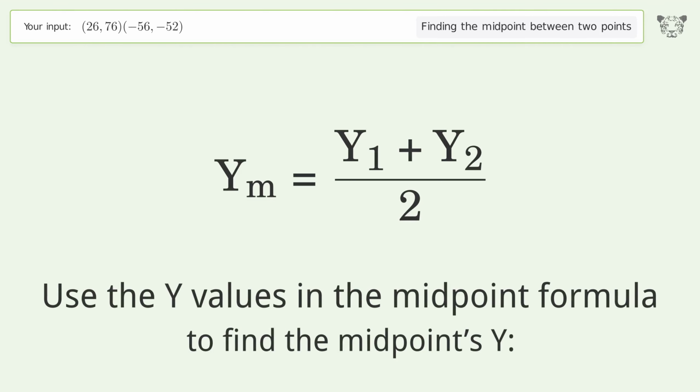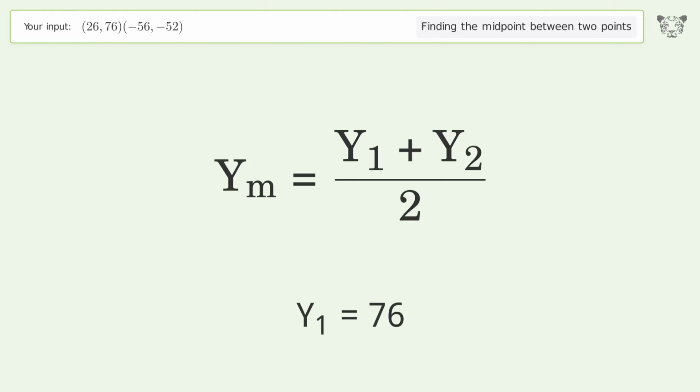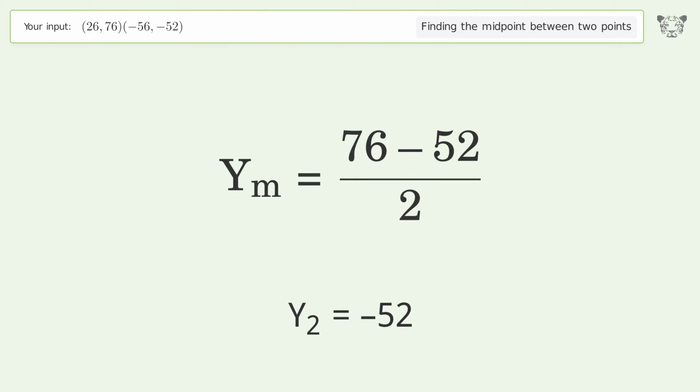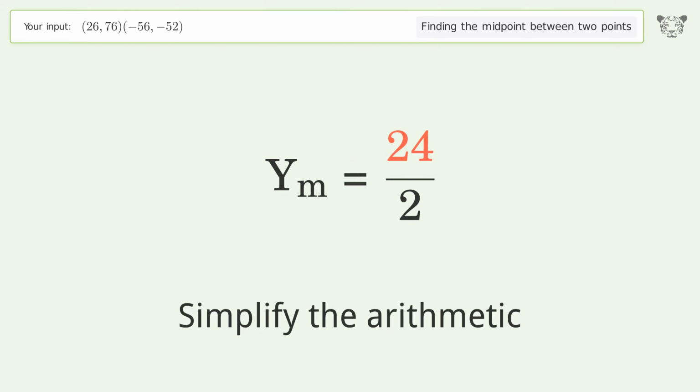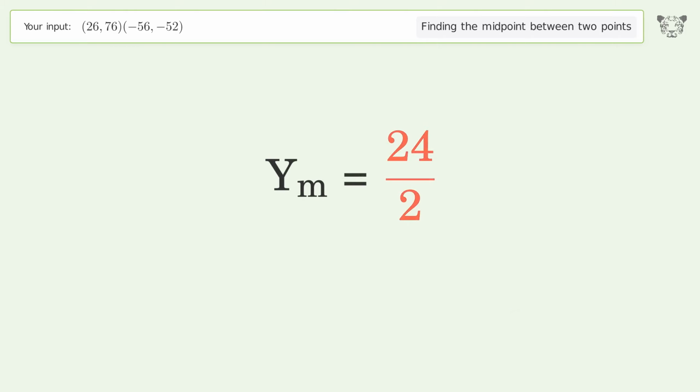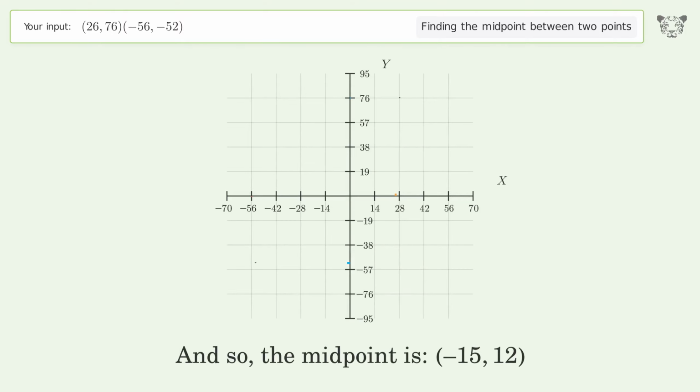Use the y values in the midpoint formula to find the midpoint's y. y1 equals 76. y2 equals negative 52. Simplify the arithmetic. And so, the midpoint is negative 15, 12.